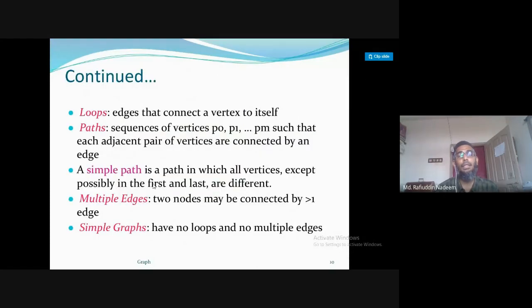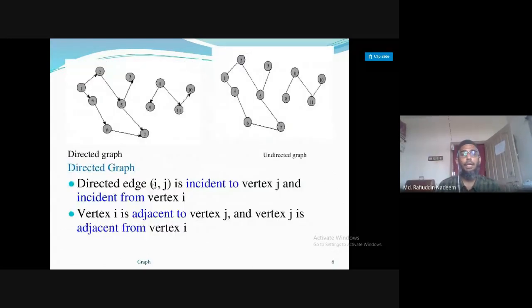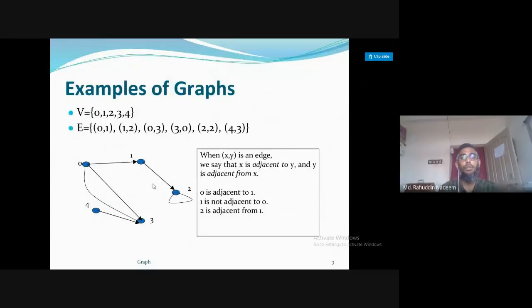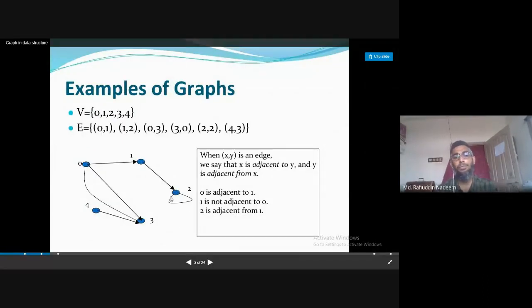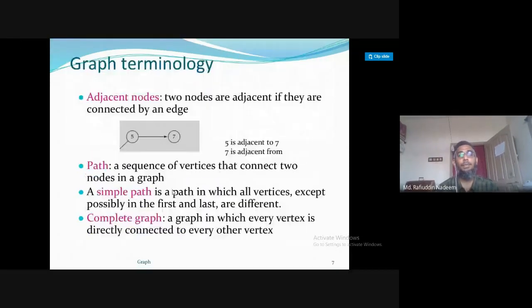Next, the loops. The next definition here is about loops. What is a loop? A loop is an edge that connects a vertex to itself. If an edge connects to the same vertex, then it is called a loop. In one of the previous figures there is a loop, as you observe: 2 is connected to 2, 2 is again connected to 2. Then it is called a loop here.